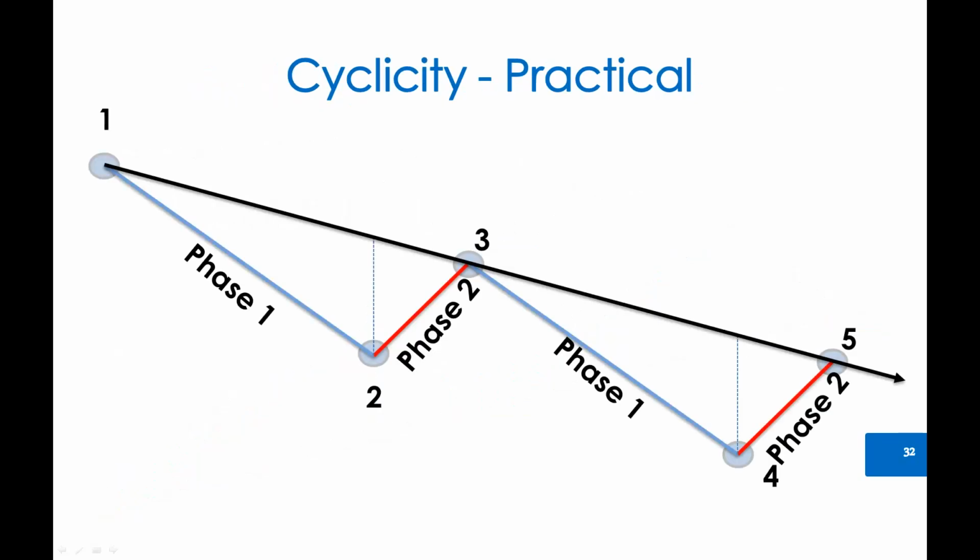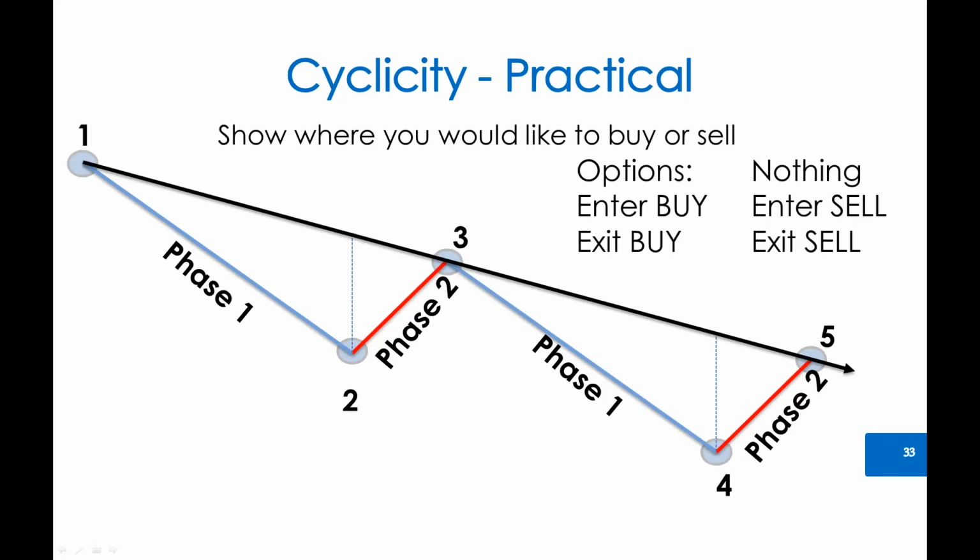In a downtrend, you can see here that we now have phase 1 and phase 2 going in the opposite direction. This would be a downtrend. So taking the same way of thinking, you would look for 2 complete cycles of phase 1 and phase 2. Let's imagine these are cycles 3 and 4.